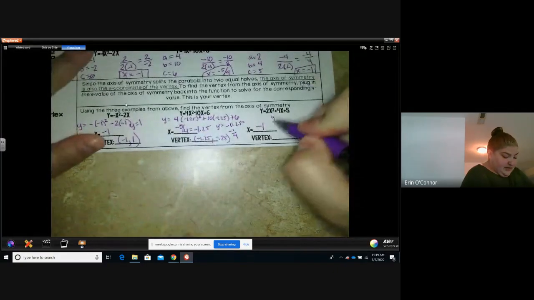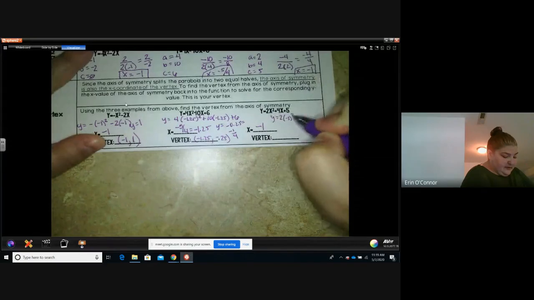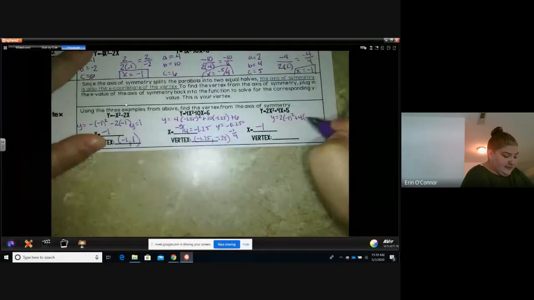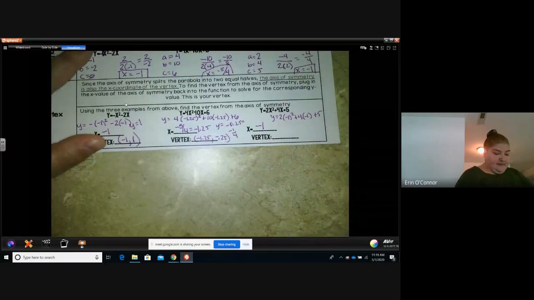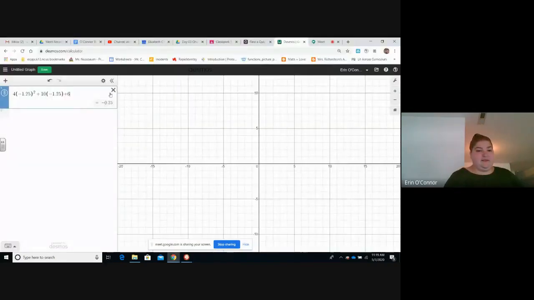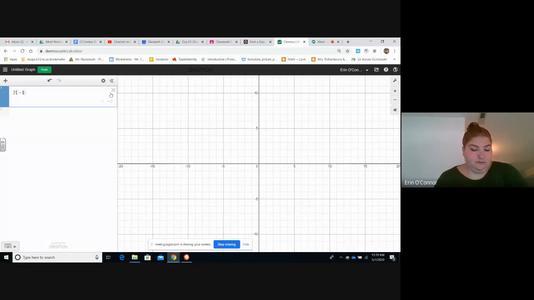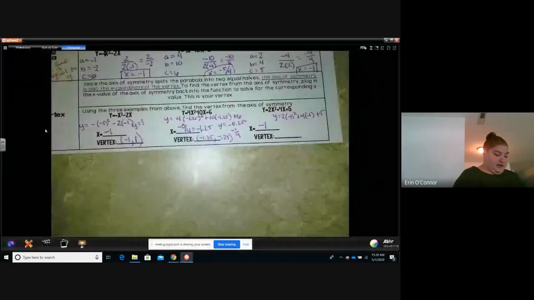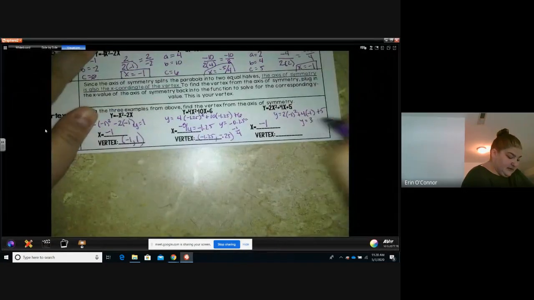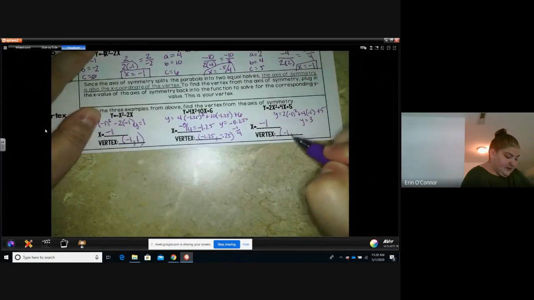Okay. And last but certainly not least, my x here was negative 1. Up here, we do y equals 2, parentheses, negative 1 squared, plus 4, parentheses, negative 1, plus 5. Again, we can put this into Desmos. And we get, oops, plus 5. And we get 3. So here y equals 3, which means my vertex is at negative 1, 3.